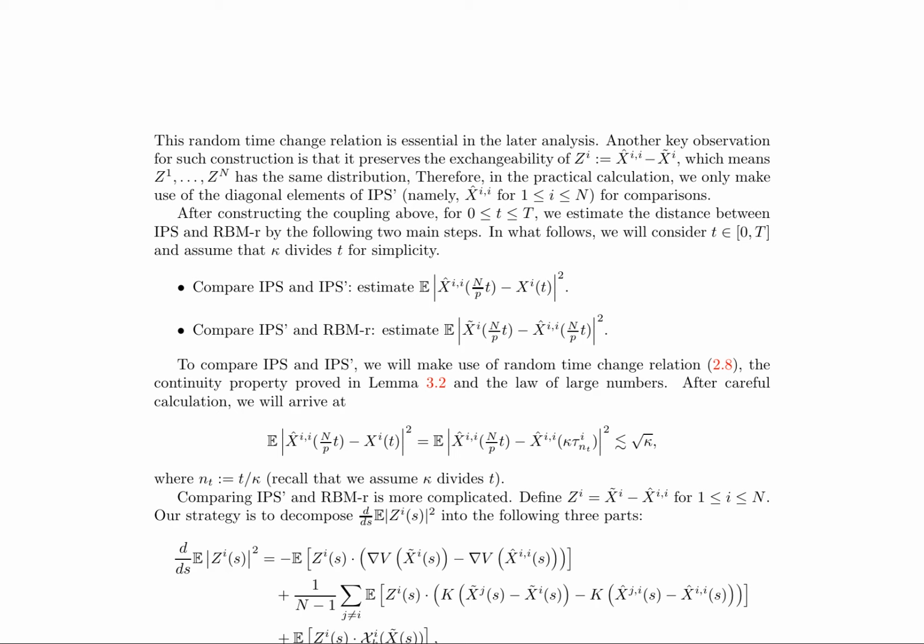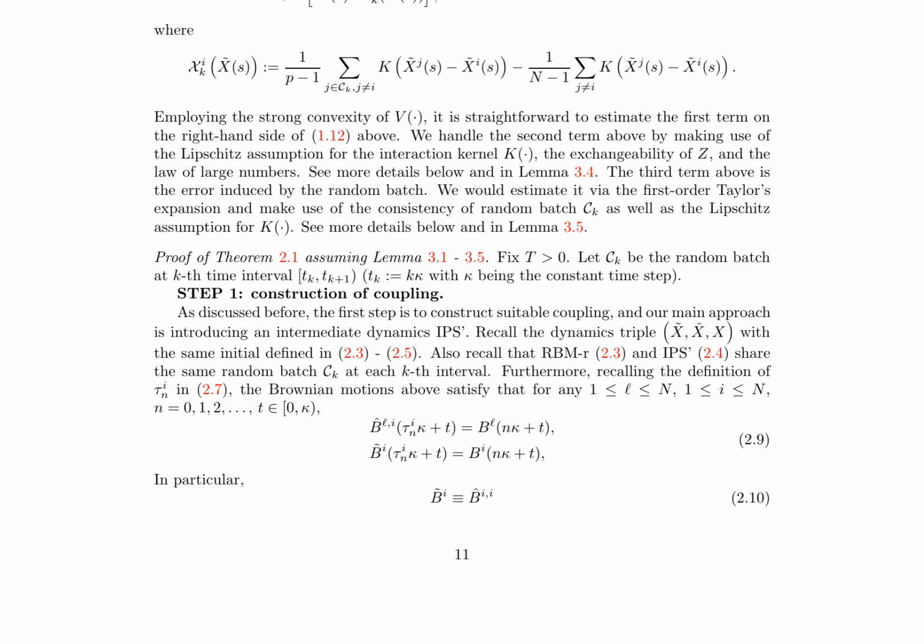To achieve this, the authors introduce an intermediate dynamics called IPS, which shares the same random batch as RBM-r and IPS. The main approach is to estimate the distance between RBM-r and IPS by comparing RBM-r with IPS, and then IPS with IPS. Firstly, the authors construct a suitable coupling between RBM-r and IPS, using a random time change relation.